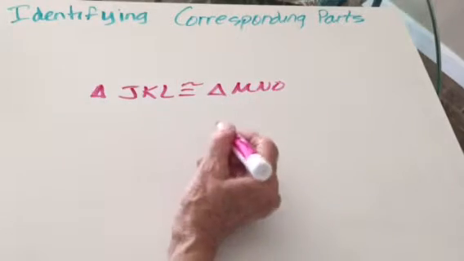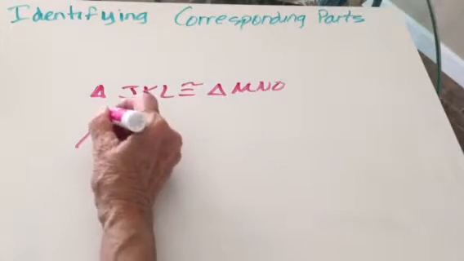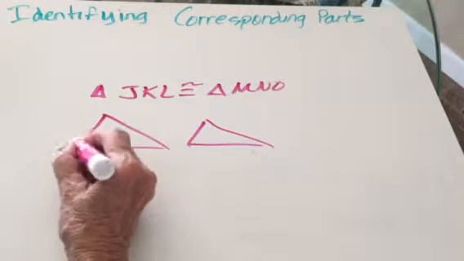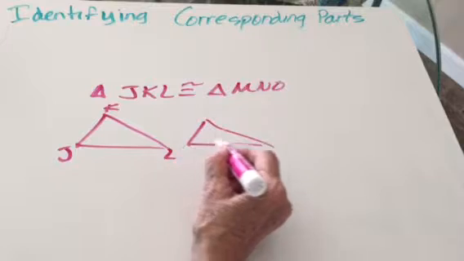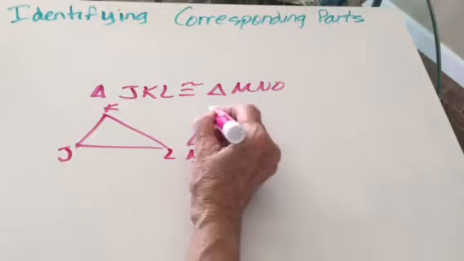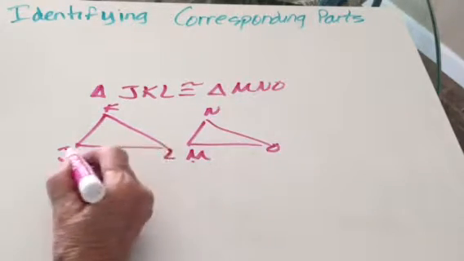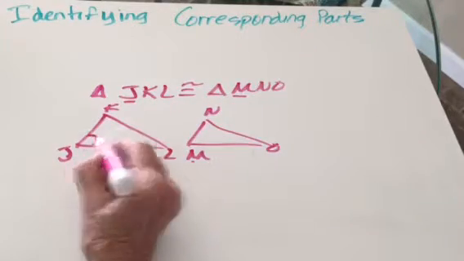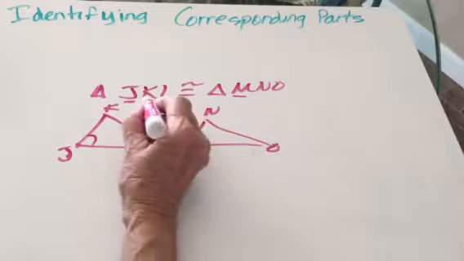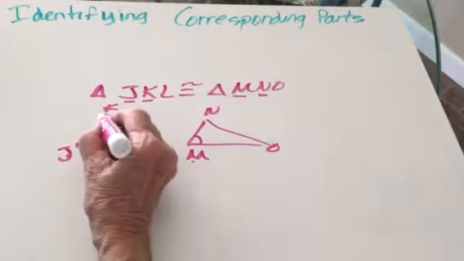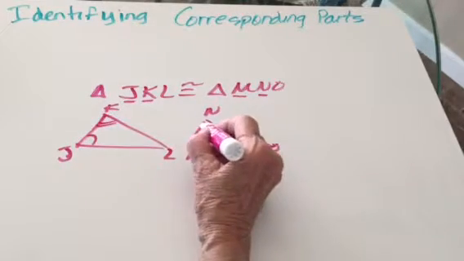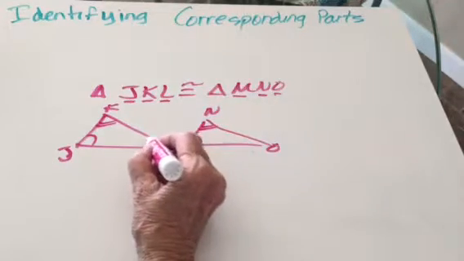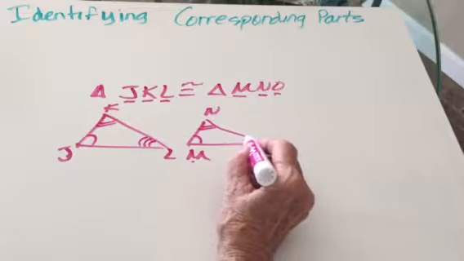If I know this, I can draw it. I can draw the triangle. I don't know what it looks like, but I know that J is going to go with M because look, it's the first one, so that's going to go like that. K is going to go with N, so I have to put two marks there. And L is going to go with O, and so I'll put 3 marks like this.